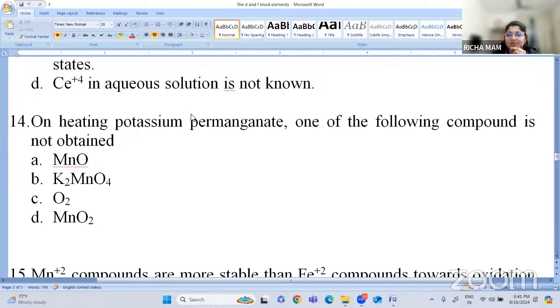On heating potassium permanganate, one of the following compounds is not obtained. A, MnO; B, K2MnO4; C, O2; and D, MnO2. What is the answer? On heating potassium permanganate, which one of the following compounds is not obtained?